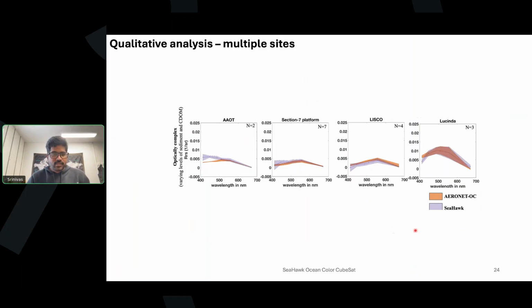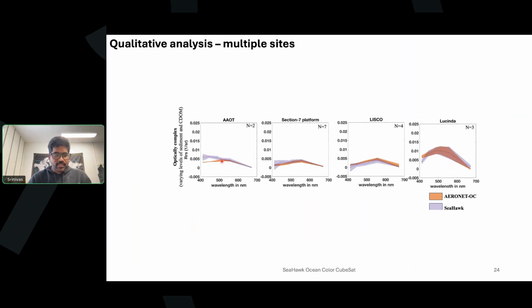This figure shows a qualitative analysis where we compare Seahawk data, which is in purple, to Aeronet OC data in orange, with the x-axis being the wavelength and the y-axis being the remote sensing reflectance. Each of these four subplots shows a different site from the Aeronet OC network. All of these are in optically complex waters where there is a mixed level of sediments. The number of spectra for each site varies, 2, 7, 4, and 3, because on some of these days, even though there is a Hawkeye image, there was a cloud. So we removed all of that data and we ended up with this kind of data.